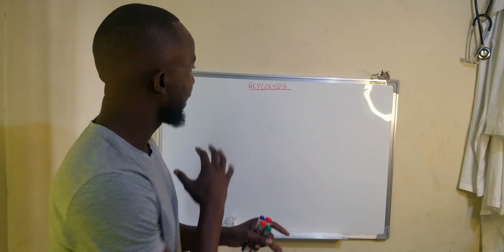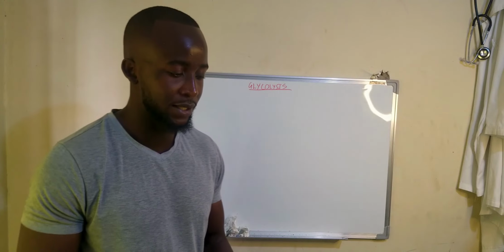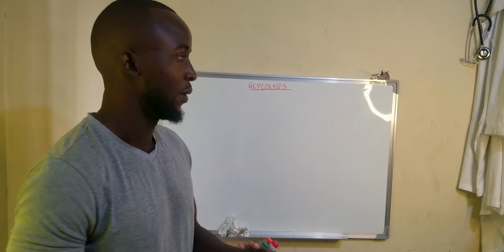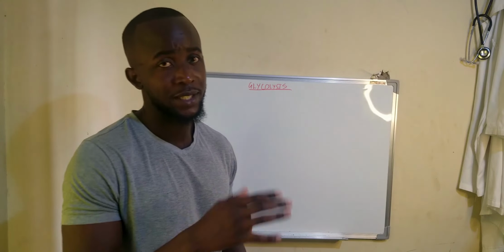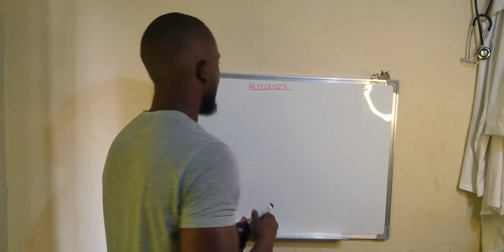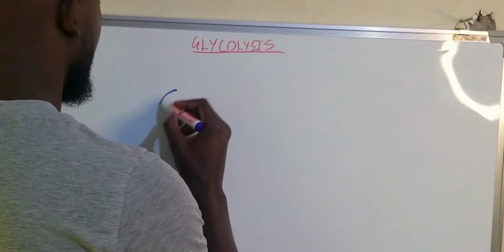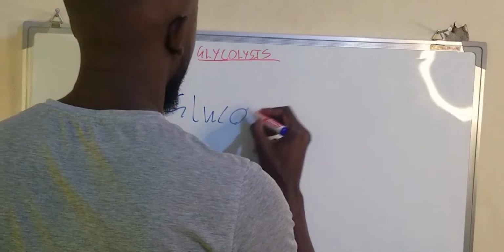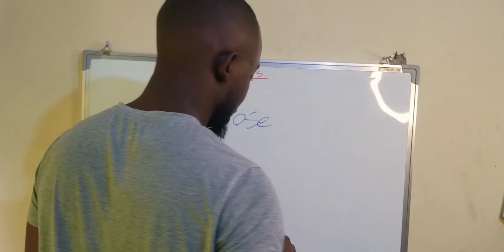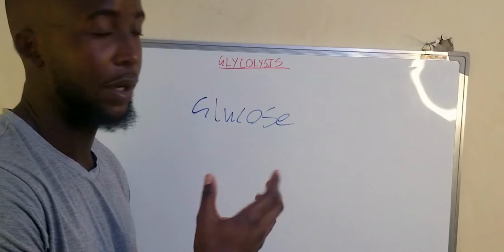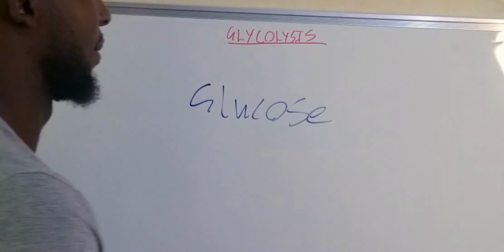But before we go directly into glycolysis and discuss what happens in those reactions, we first have to understand a few basic things about glucose. Glucose has three fates. The first fate that we're going to talk about is number one, glycolysis.